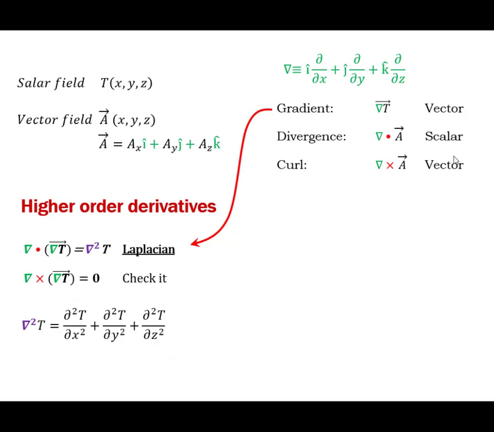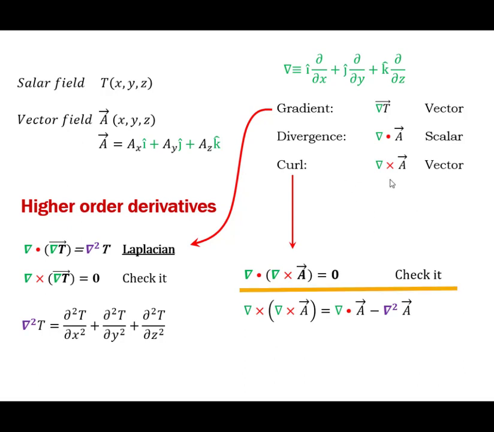The divergence of a vector field is a scalar. We can take the gradient of this divergence, and in physics this is not of very much importance. For a curl, which is a vector, we can have either divergence or curl. The divergence of the curl is 0. You can check this also by taking any random vector field.